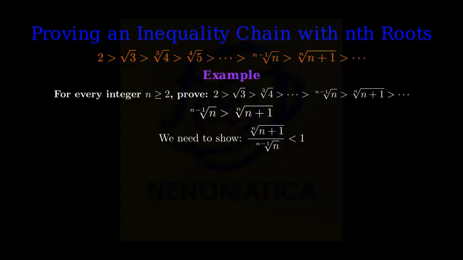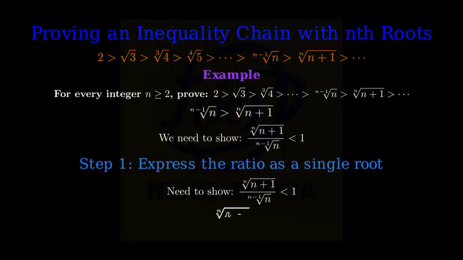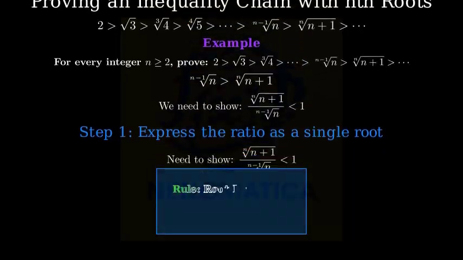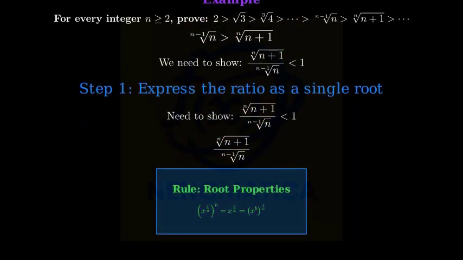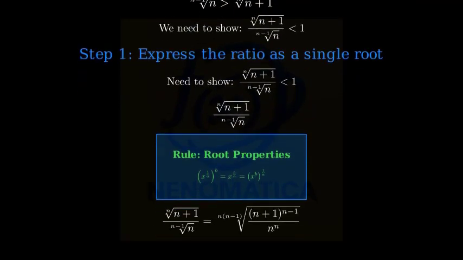Let's start our proof. Step 1. We'll rewrite the ratio of the nth roots in a more convenient form. We'll express both terms under a common root. First, we rewrite the ratio as the nth root of n plus 1 divided by the (n minus 1)th root of n. To convert this into a single root, we need to use the property of roots that says the a-th root of x raised to the b power equals the (a times b)-th root of x raised to the b power. After we simplify, we get this expression shown here.